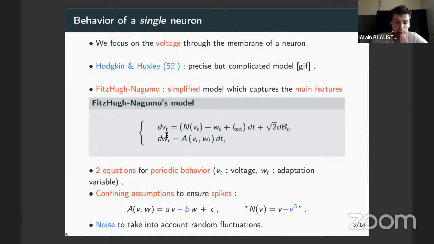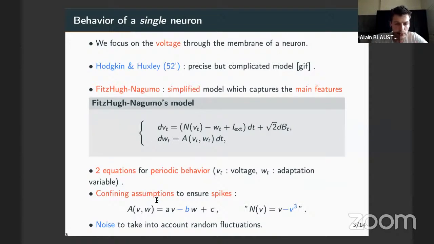So it's a differential equation with 2 components. The first one is V_t, which stands for voltage. So it's the quantity we're interested in. And the second one is W_t, which I will call the adaptation variable, and which is here to capture those periodic behaviors. Indeed, if you only have one component, a first order ODE, you cannot get those periodic behaviors. So the simplest way to get those periodic behaviors is to add a component, and you get a second order ODE, and hence you get those periodic behaviors. So this is the role of this W_t, and it is supposed to mimic the gating variables in the Hodgkin and Huxley model.